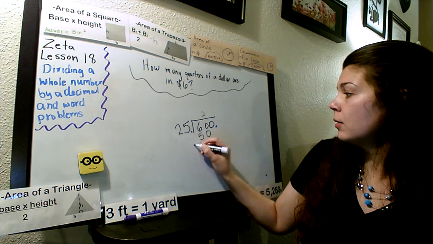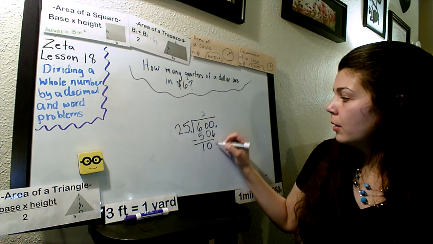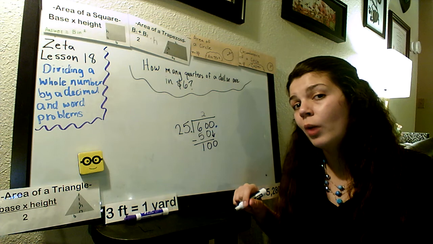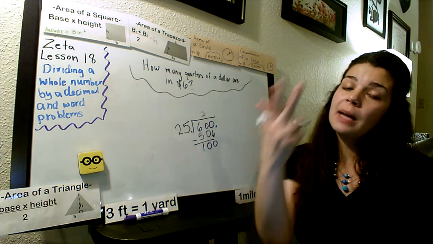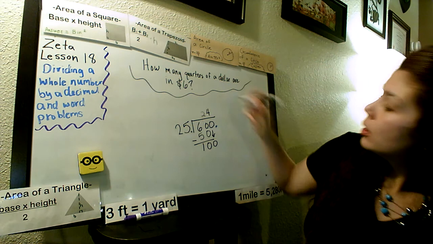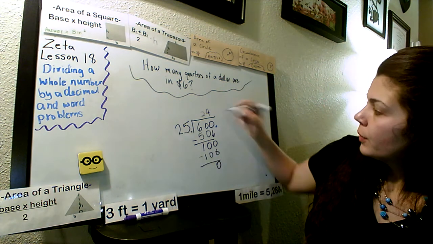50 minus 100. I dropped my 100. How many times can 25 go into 100? 25, 50, 75, 100. 4 times. 4 times minus 100. Point.